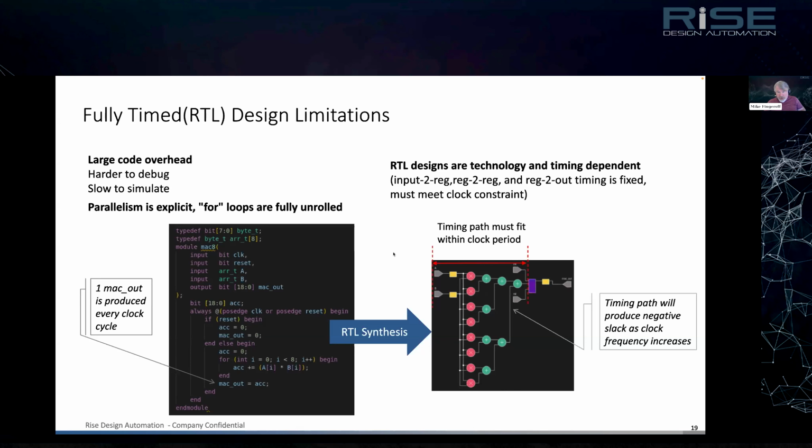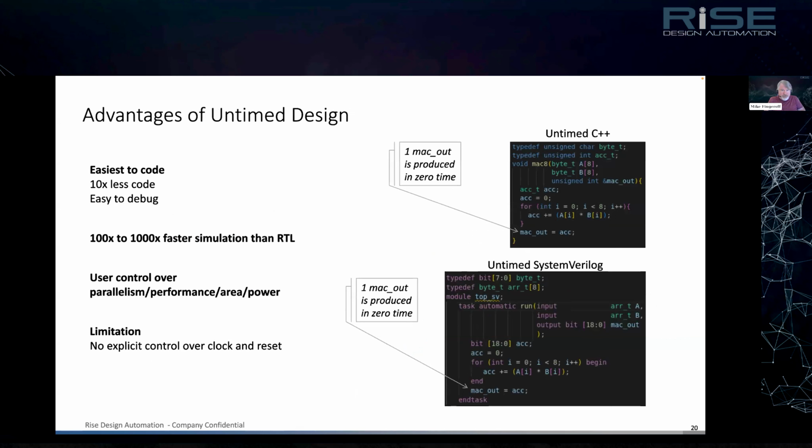If you look at the generated RTL, you immediately see one of the limitations of this type of design description is that the timing is fixed. So I end up with a multiply add tree in this particular design description. And as I increase the clock, at some point I'm going to start to fail timing because I'm going to have negative slack. I'm not going to be able to squeeze this multiply add tree within a clock period, and I'm going to fail timing. So that's undesirable. Again, this is one of the possible limitations of RTL design.